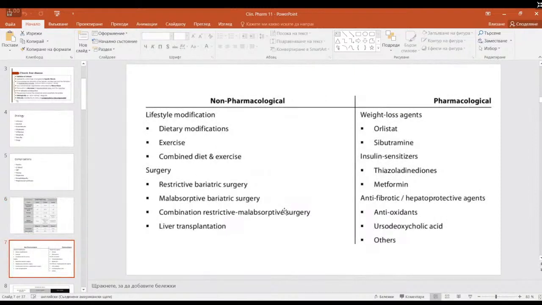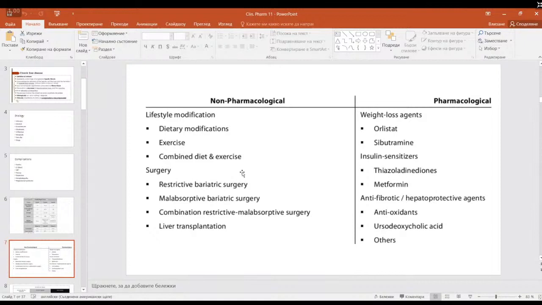What are the non-pharmacological treatment options of liver failure? Of course, we start with dietary modifications by increasing the protein intake. So in cases of liver failure, patients lose protein, and that's why their intake should be increased, not decreased. Enough exercise, and we also have surgical methods of intervention.